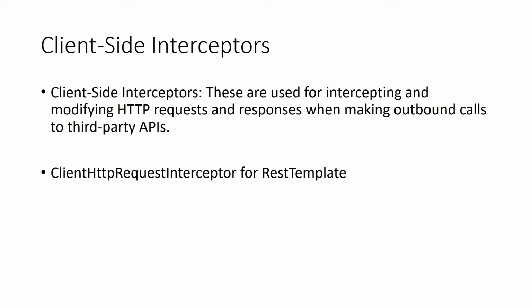There is an interface called ClientHttpRequestInterceptor that you can use, and it comes with the RestTemplate. So let's say you're using RestTemplate to call the third-party API, then you can use this ClientHttpRequestInterceptor interface to create your own client-side interceptor. How we are going to do that, we'll discuss in a separate video. So don't worry about that. So this is one of the interceptor types, which is client-side interceptor.